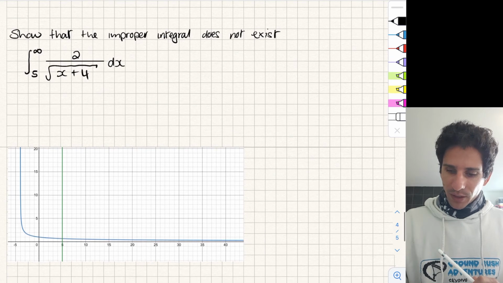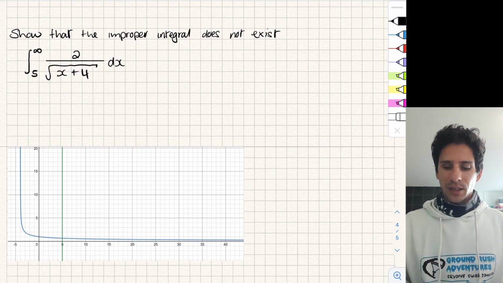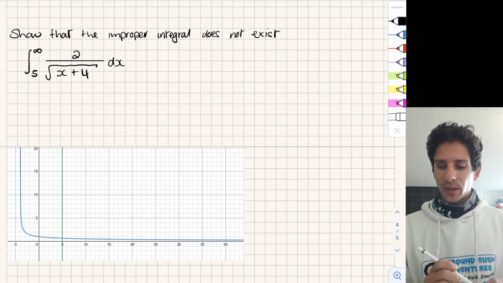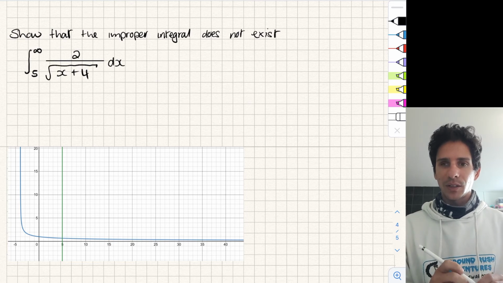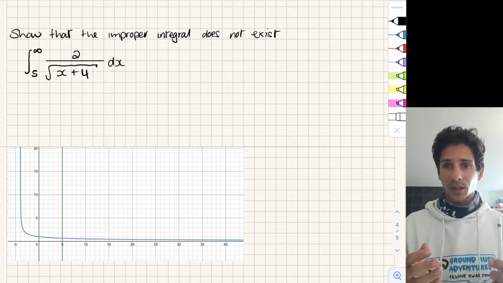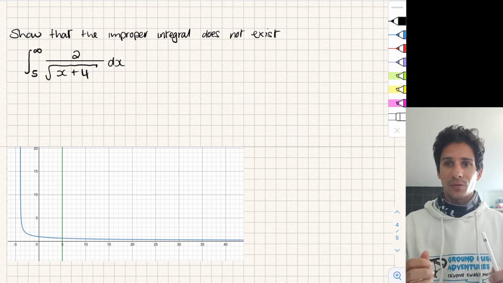Let's have a look at another example where the improper integral might not exist. Here we have the improper integral from 5 to infinity of 2 over the square root of x plus 4 with respect to x. And the question asks us to show that it does not exist, so they're kind of hinting that this is not going to have a finite value.